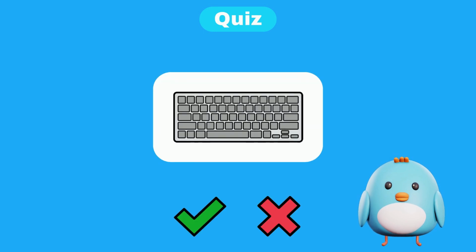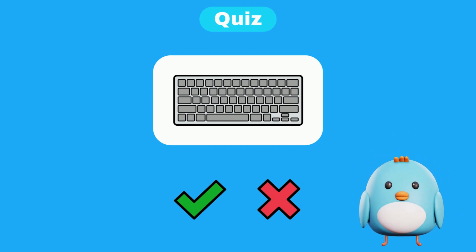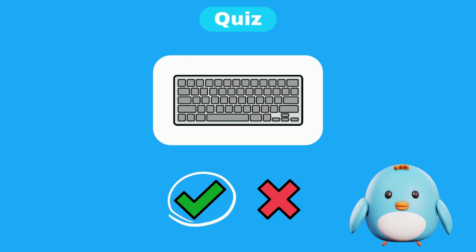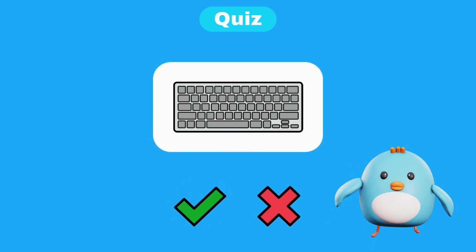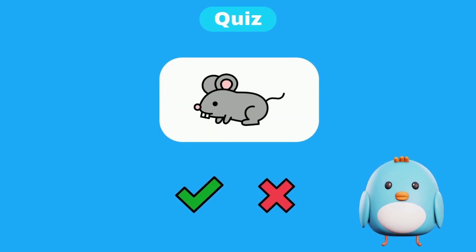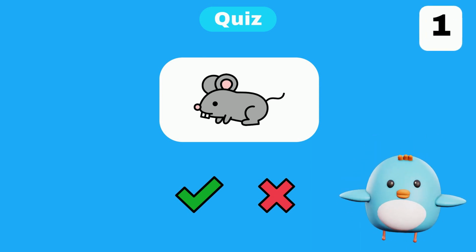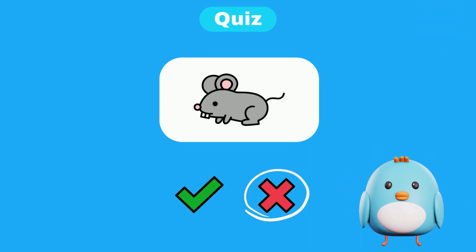Here's your first word. Keyboard. Does keyboard start with the letter K sound? It does. Keyboard starts with the letter K sound. Now, time for your second word. Rat. Does rat start with the letter K sound? Nope, rat does not start with the letter K sound.